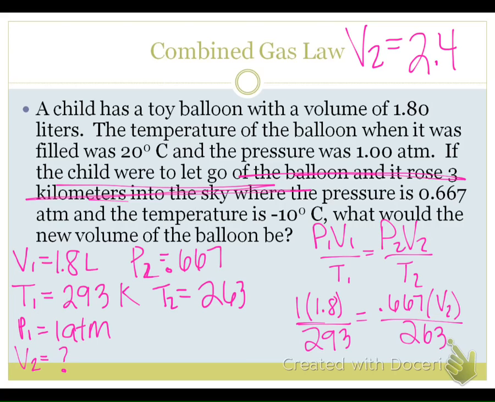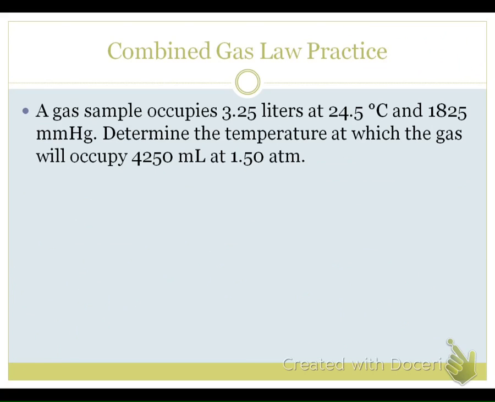Units. Try this one on your own. We do have to do a conversion here. 1825 millimeters of mercury. You need to convert this volume to liters. You should know how to do all those things.